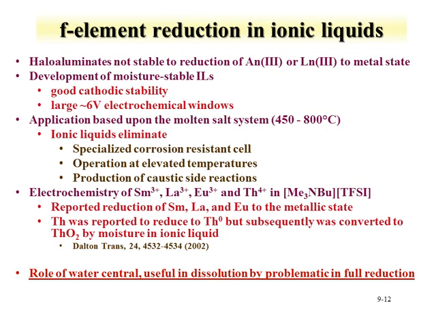Some of the advantages that one would have using ionic liquids compared to the molten salts are listed here. The ionic liquids eliminate the corrosion resistance that is necessary for a high-temperature molten salt system. They can operate at elevated temperatures, in other words, on the order of 100 degrees, but not the temperatures that are necessary for the molten salt system. And the molten salts also produce caustic side reactions, whereas for the ionic liquids those are eliminated.